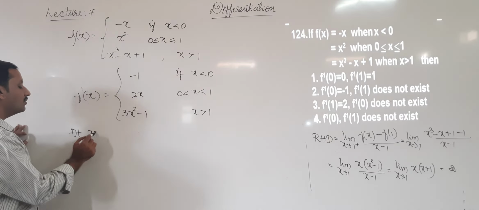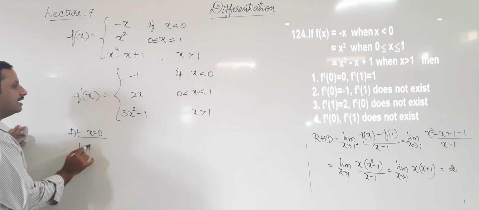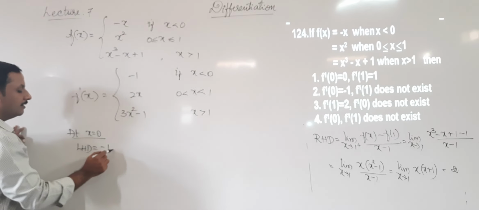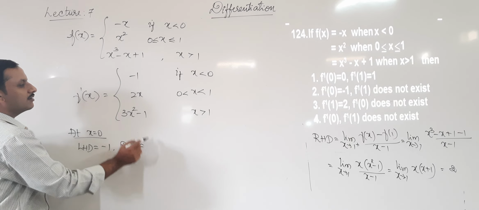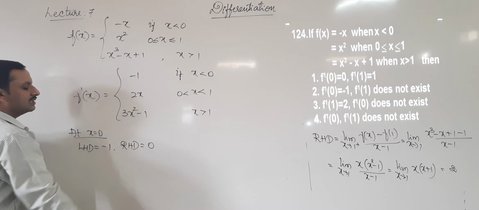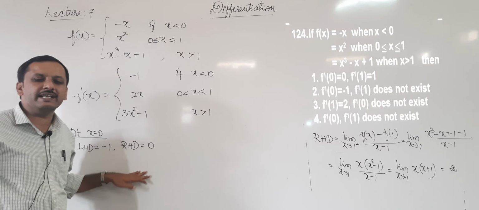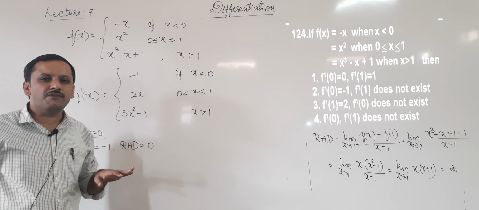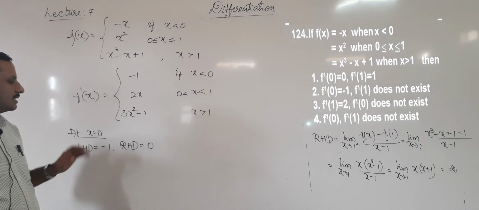So at x equal to 0, left hand derivative is equal to minus 1. Right hand derivative, here if I put x as 0, I am getting 0. Left hand derivative minus 1, right hand derivative 0. So f dash of 0 does not exist.